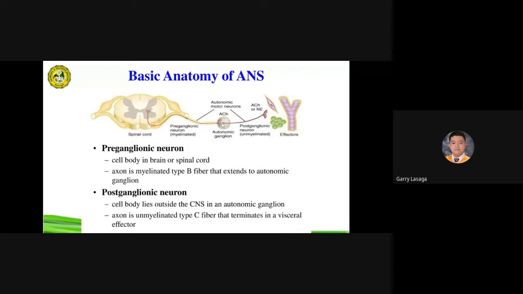The preganglionic neuron will meet the postganglionic neuron at the autonomic ganglia. At this portion, the preganglionic neuron will release acetylcholine. The postganglionic neuron is the one that will innervate the effector organ. In this particular diagram, the effector organs are the smooth muscle and the bronchi.